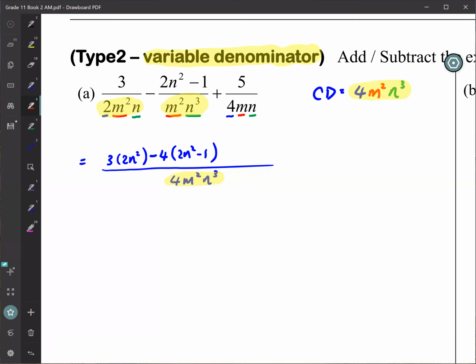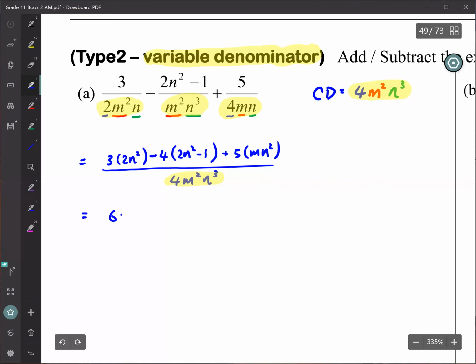Now for the third fraction. What do we need to multiply to make the denominator the same? Nathan? mn squared. Yeah, very good. This one is adding, so nothing to worry about. Sometimes I write the thing you need to multiply at the front, sometimes at the back. The rule is we keep the constant at the front. So you can see 5 is at the front, 4 is at the front, 3 at the front. After that, you just multiply it out.